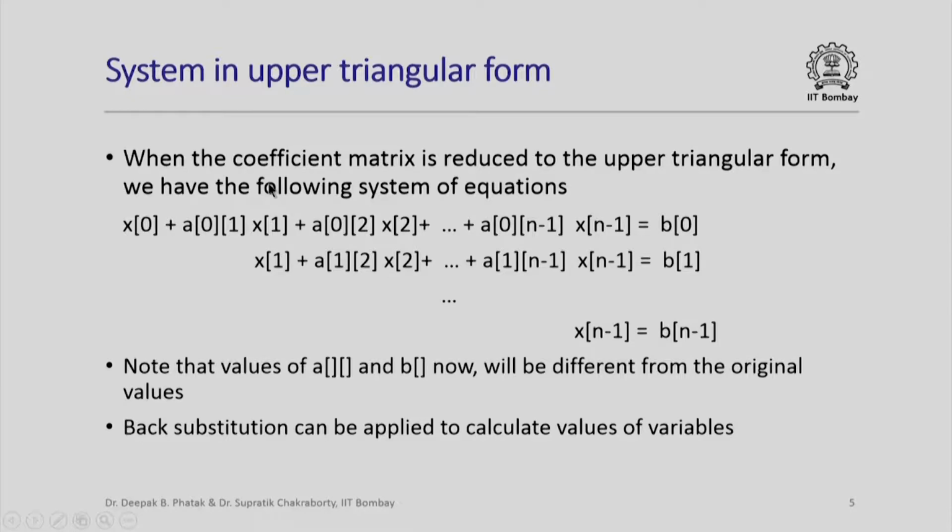When a coefficient matrix is reduced to an upper triangular form, we generally get the following system: x0 plus a01 x1 plus a02 x2 etc. The last row will be simply xn minus 1 equal to bn minus 1. Please note that the values of matrix A and B will now be different from the original values, because a lot of computations have gone while we transform the original system into this system, but the back substitution can be applied to calculate values of all the variables.